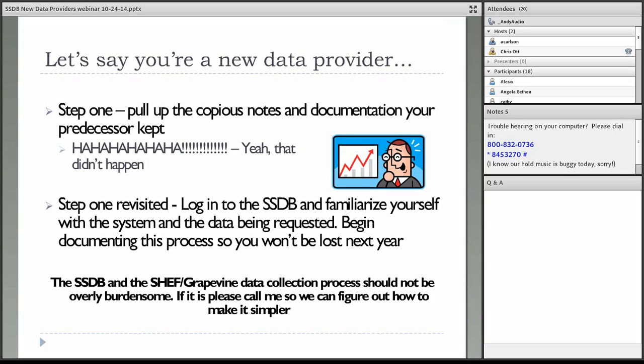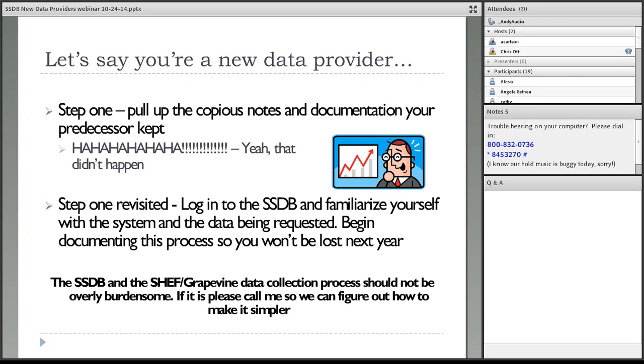So what is the best step 1? I suggest you just log into the SSDB, the data collection tool, and begin to familiarize yourself with the system, how it works, and what the data being requested is, what we're actually asking for. And also, I highly recommend that you begin documenting this process, not just for your predecessor, if there is one 5 or 10 years down the road, but so next year it's easier and much more familiar for you.